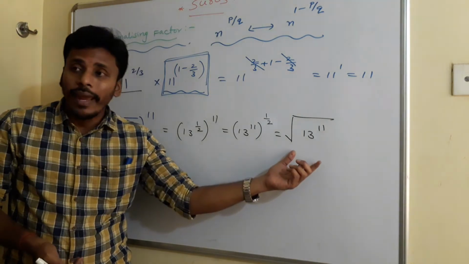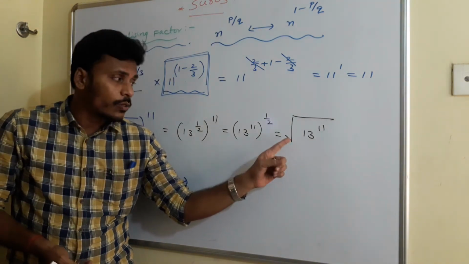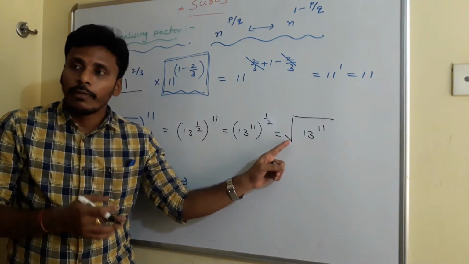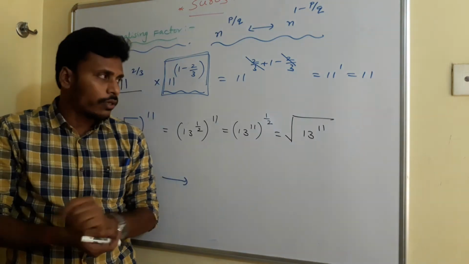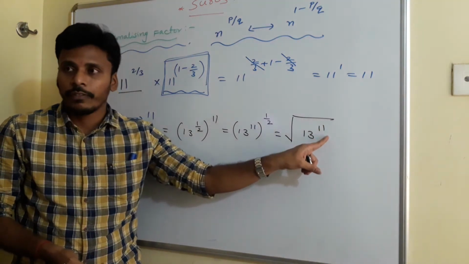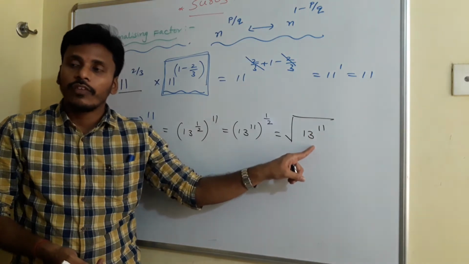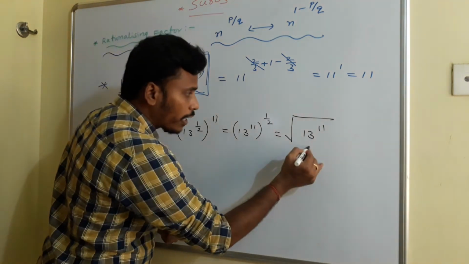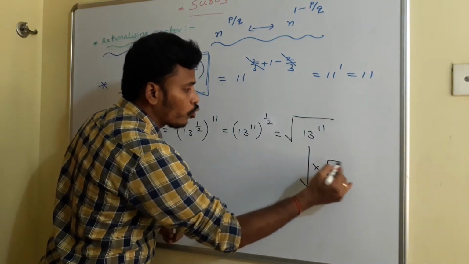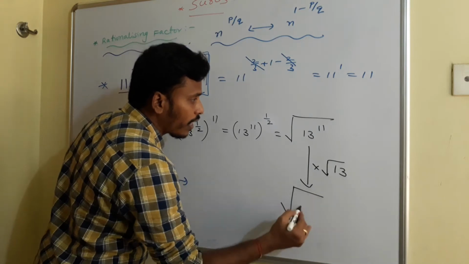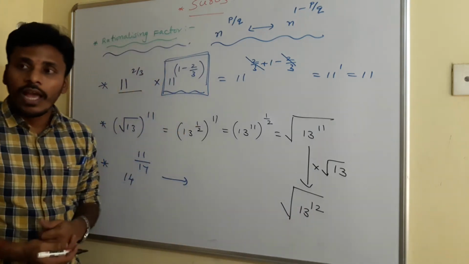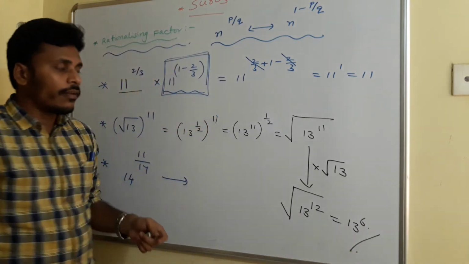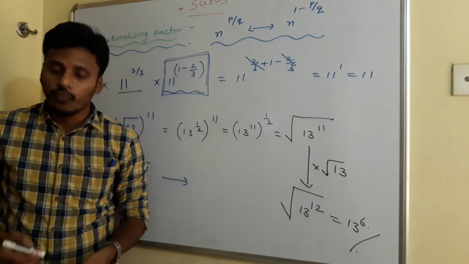Now to make it a rational number, since it is a square root, that means second order, every number should appear an even number of times under that square root. But this 13 is there 11 times. So to make 13 appear an even number of times, you need to multiply with one more root 13. If you multiply this root 13 power 11 with root 13, what will happen? It becomes root 13 power 12. And since it is root 13 power 12, your answer is 13 power 6, a rational number. Your rationalizing factor is root 13. That's what I am saying.